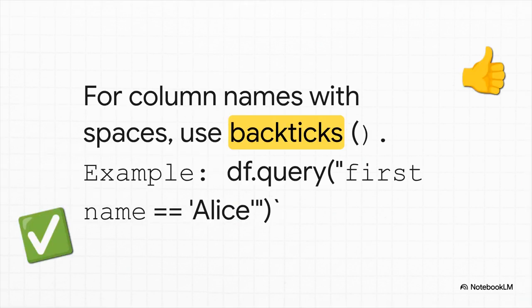So what happens if you have a column name with a space in it, like first name? .query has a really neat trick for this. You just wrap that column name in backticks, that little key usually up next to the number 1 on your keyboard. That tells Pandas, hey, this whole thing, spaces and all, is one column name.